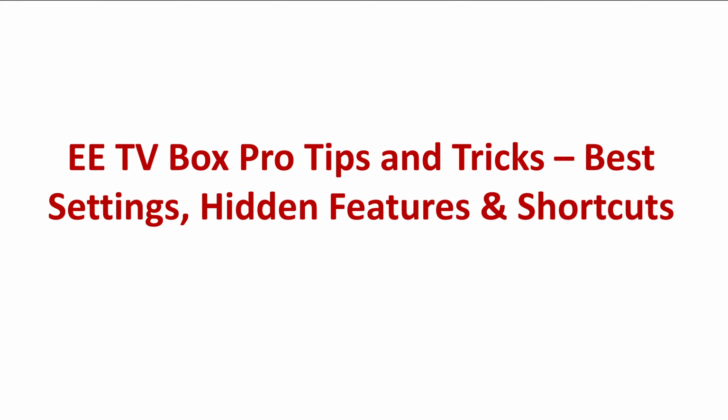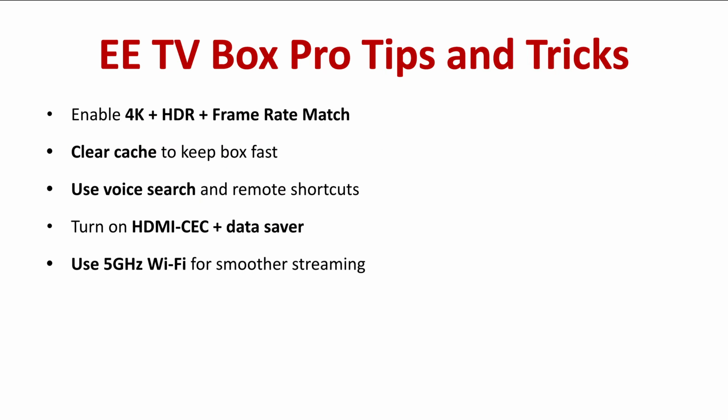So hey everyone, in this video we will see EE TV Box Pro tips and tricks, best settings, hidden features and shortcuts. EE TV Box Pro tips and tricks. Enable 4K plus HDR plus frame rate match, then clear cache to keep the box fast. Use voice search and remote shortcuts. Turn on HDMI CEC plus data saver. Use 5 GHz Wi-Fi for smoother streaming.